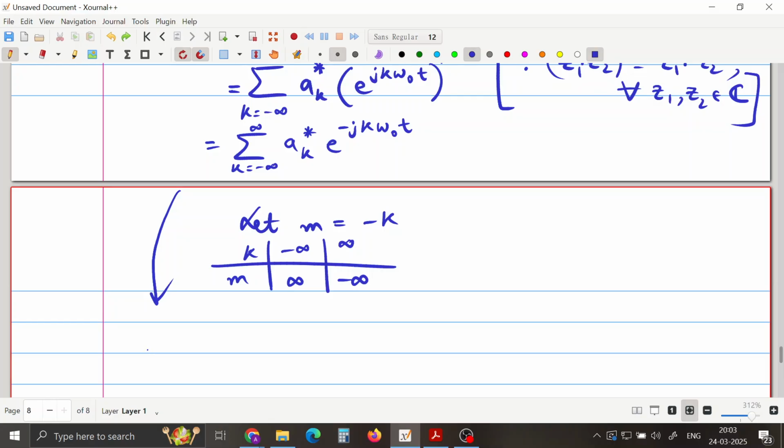So now what happens to my x star of t? This is simply the summation. Now my new variable is small m, which runs from plus infinity to minus infinity, and I'll replace k by minus m here, a_minus m star times e power j m omega naught t. Okay.